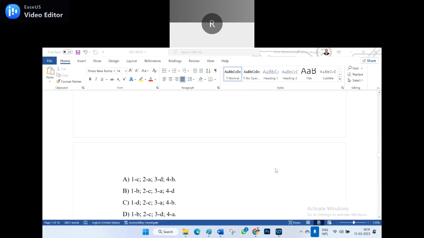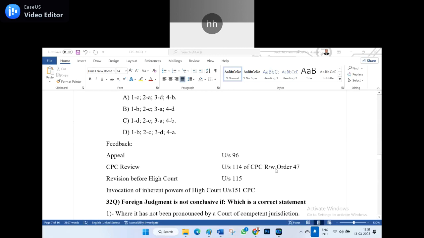Yes, 1D, you're right. 2C. Option C is the right answer. That is 1D, 2C, 3A, 4B. Here, if you see, appeals under Section 96. CPC review under Section 114 of the CPC, read with Order 47. Revision before the High Court under Section 115. Invocation of the inherent powers of the High Court under Section 151 CPC. Hence, C is the right answer.